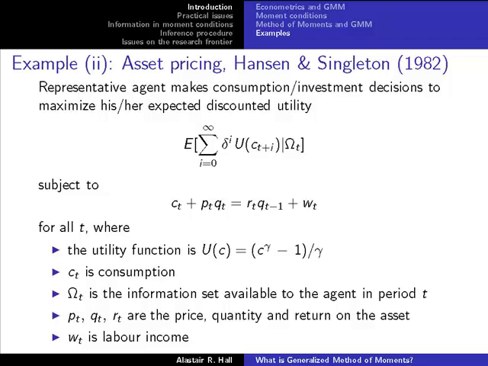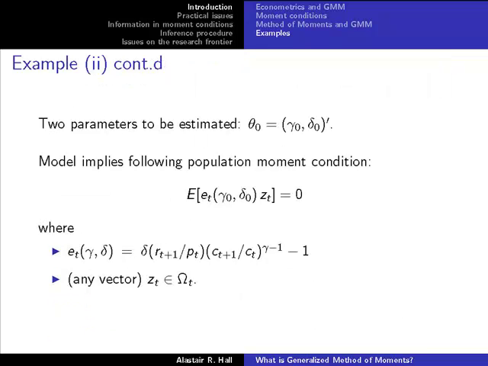That simplifies the structure. Now, within this setting, there are two parameters that would be of interest to us, gamma and delta. Gamma is in the utility function. It tells us about attitudes to risk. Delta is a discount factor, so it tells you about how we value today as opposed to tomorrow. And so we'd like to be able to estimate those parameters.